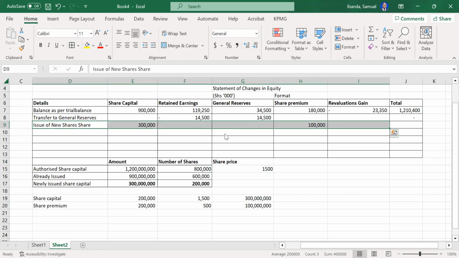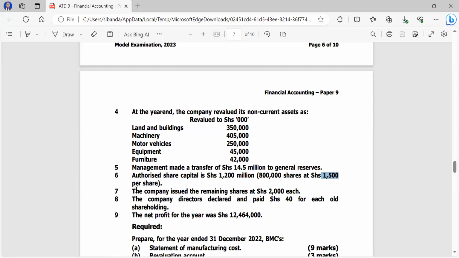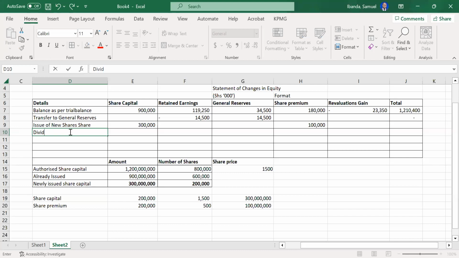So the next thing that I'm going to look at is this. The company declared and paid dividends of 40 for each shareholder. So remember, the shareholders that get the dividends are the ones that existed at the end of the year. So the shareholders that existed at the end of the year will be 40 times the 600, okay? So I'll just come here and say dividends.